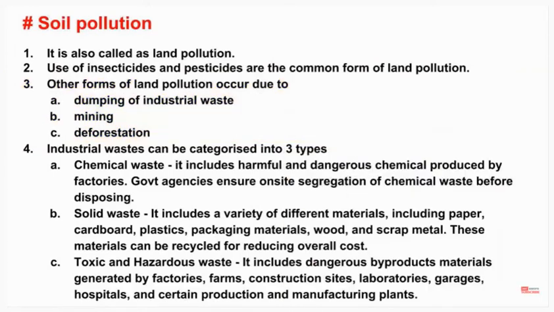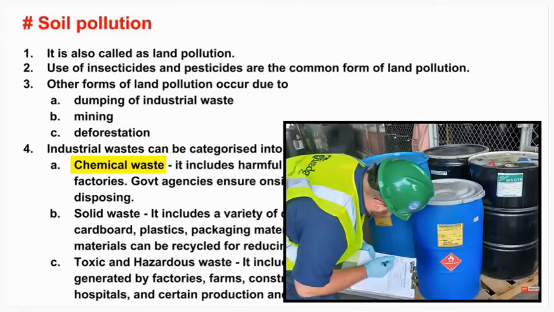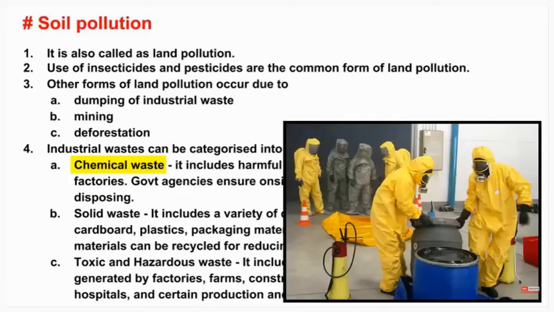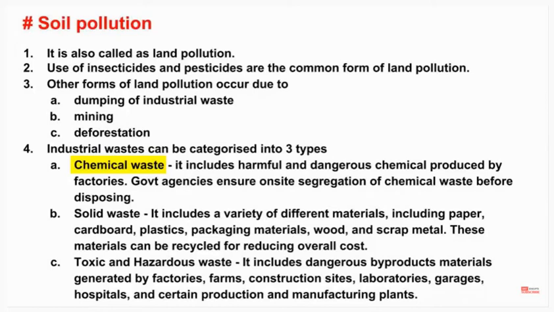Industrial waste can be categorized into three types: chemical waste, solid waste, and toxic and hazardous waste. Chemical waste includes harmful and dangerous chemicals which are typically generated by factories. Usually there are rules and regulations made by the government and environmental agencies who ensure that chemical waste must be segregated on site before disposing.